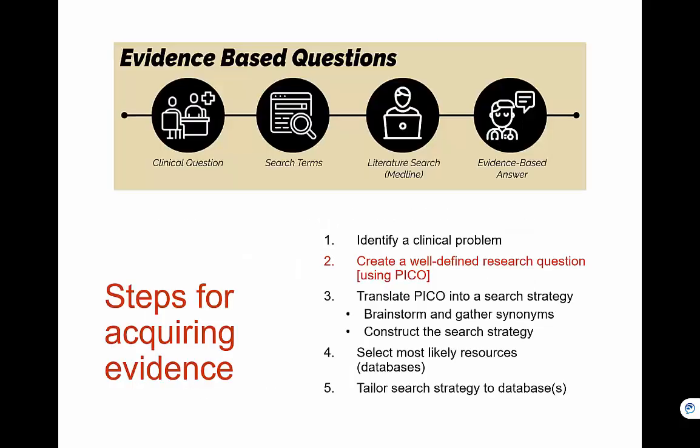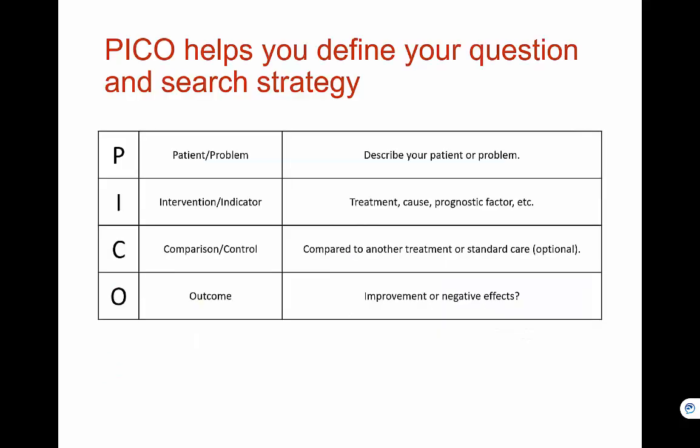This is our list again of the steps for acquiring evidence. So once you've identified your clinical problem, you want to create a well-defined research question. And the best way to do that is to use PICO, which, if you have not heard of it before, is an acronym and it stands for P for patient or problem. So you first describe your patient or your problem. You have an I for an intervention, like a therapy or a treatment or a cause, prognostic factor, etc.